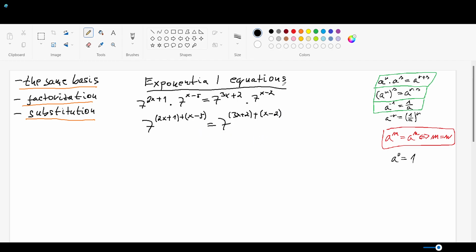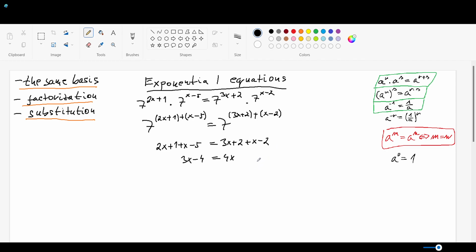Now we have the same base, so based on this fact, we know that this is true if and only if the exponents are equal. So we will get a very simple linear equation: 2x plus 1 plus x take away 5 must be equal to 3x plus 2 plus x minus 2. If we simplify both expressions on both sides of our equation, it's going to be 3x take away 4 is equal to 4x, this is it, because these will cancel each other.